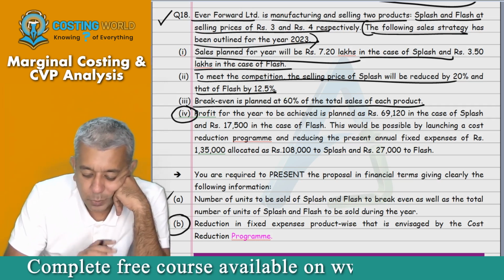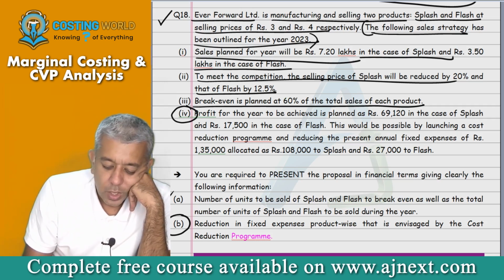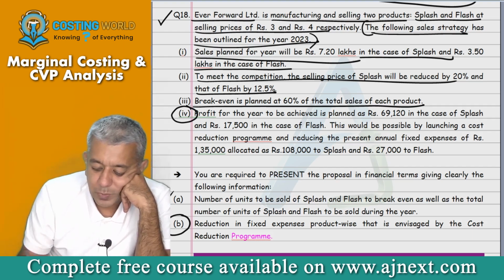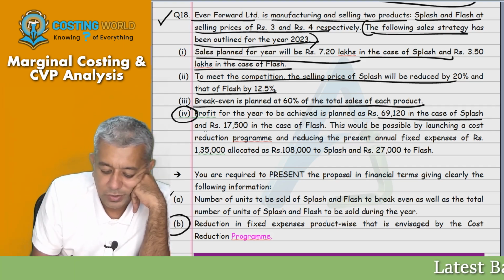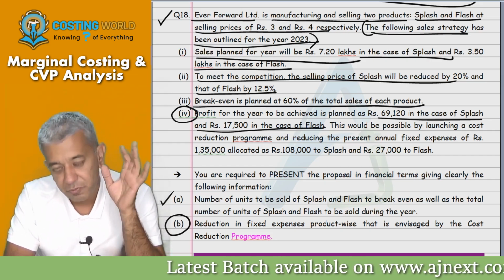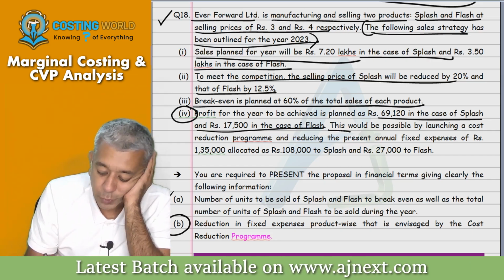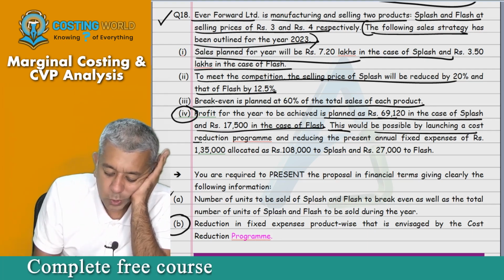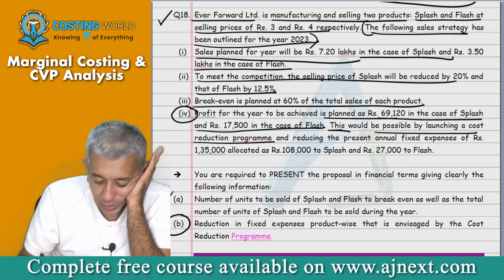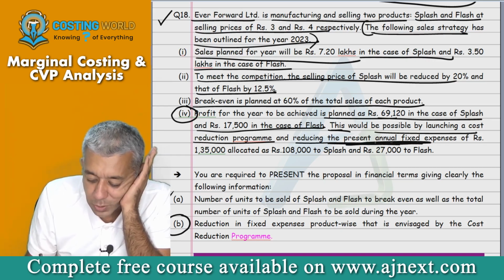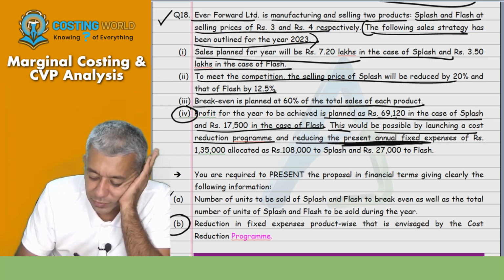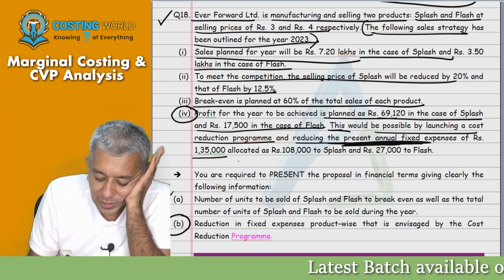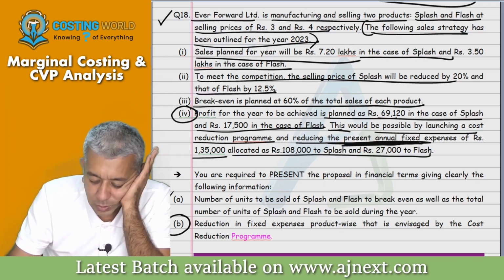Read this point very properly. Profit for the year to be achieved is planned at 69,120 in case of Splash and 17,500 in case of Flash. This would be possible, means this profit will be possible by launching a cost reduction program. Okay, and reducing present annual fixed cost, underline the word present annual fixed cost, of rupees 1,35,000, allocated 1,08,000 to Splash and 27,000 to Flash.